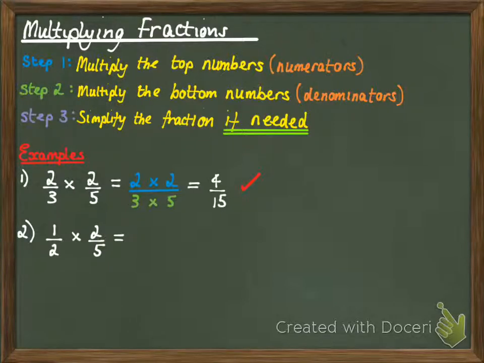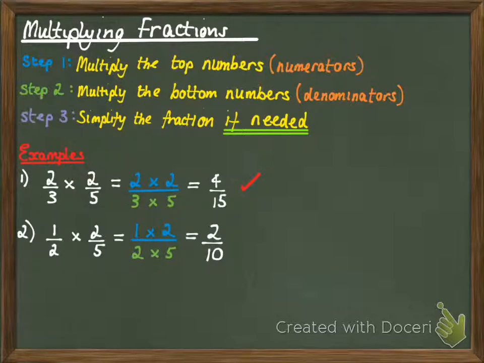Step 1, multiply the top numbers. So again, I write out underneath or alongside, 1 times by 2. And underneath, step 2, multiply the bottom numbers, the denominators, 2 times by 5. So I'm left with 1 times by 2 over 2 times by 5. 1 times by 2 is 2. 2 times by 5 is 10. So this is going to equal 2 over 10. Now step 3, my last step to tidy it up, simplify if needed.